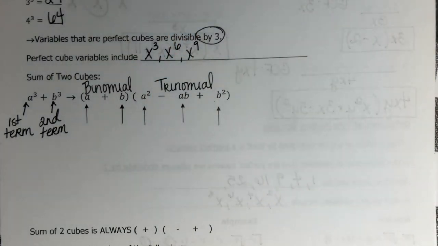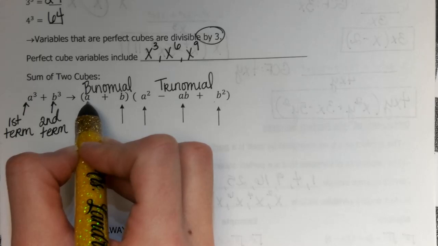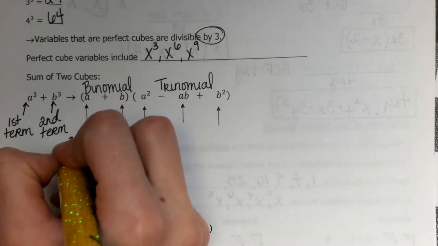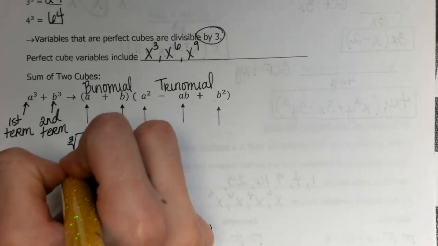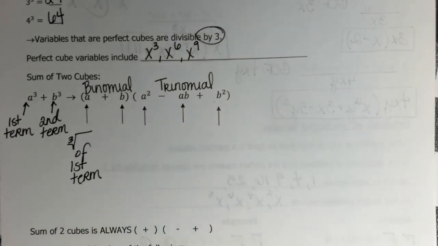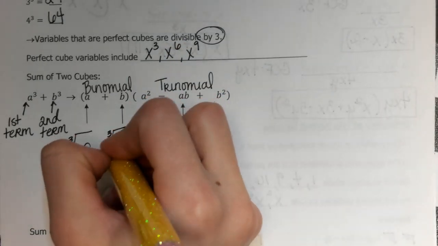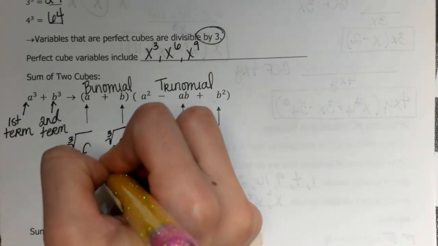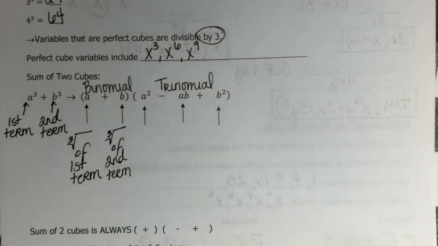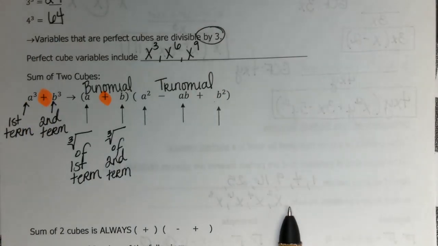Okay? Well, I have to build the binomial in order to build the trinomial. So to get the binomial going from a cubed to a, all I'm doing is taking the cube root of the first term. And that becomes the first term of my binomial. To get the b, I'm doing the same thing, taking the cube root of the second term. Now the sign just matches your original sign. If I have a plus here, there's a plus here.